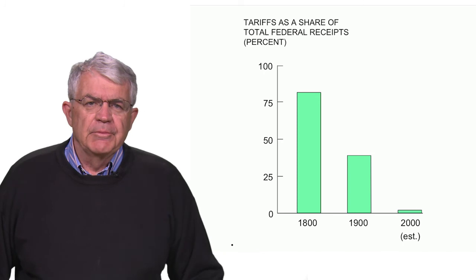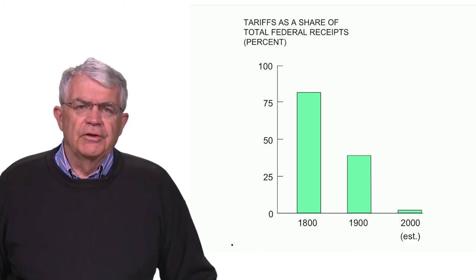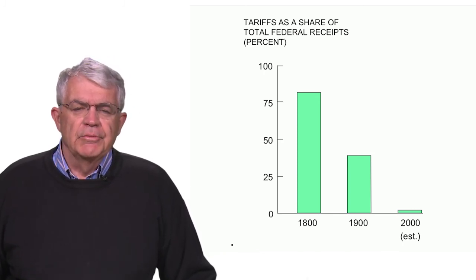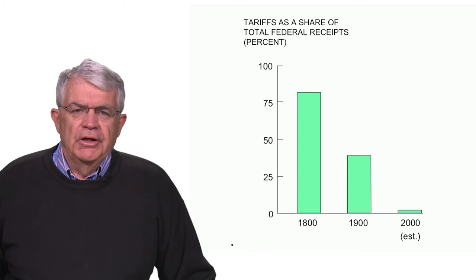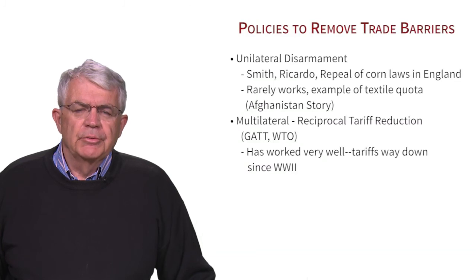Here's a little picture that demonstrates that. It's tariffs as a share of total federal receipts in the U.S. going back to the early days of the United States of America. And you can see back in 1800 that over 75% of the revenues came from tariffs. It went down by 1900, and now it's a very, very small level, almost a trivial level as we move into the present century. And so that represents progress in reducing barriers to trade, but there are still restrictions in terms of quotas that are not included in this.